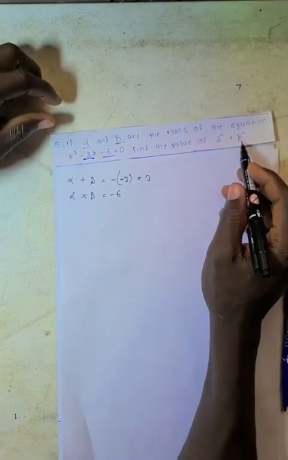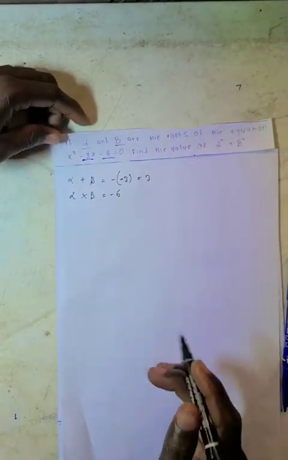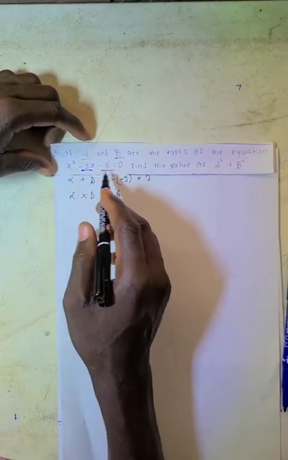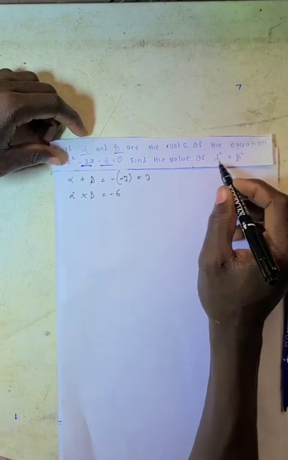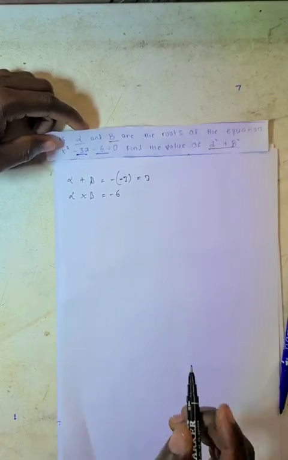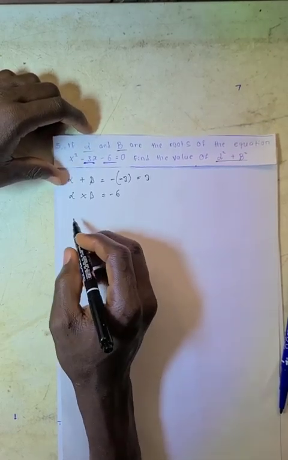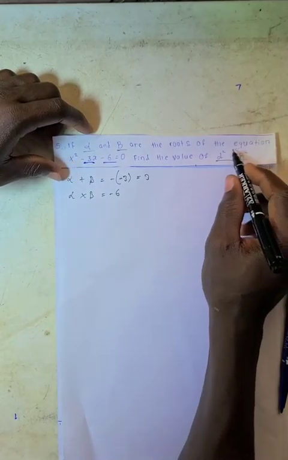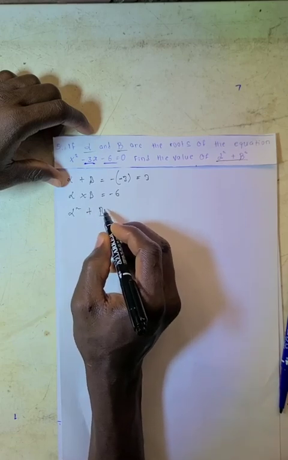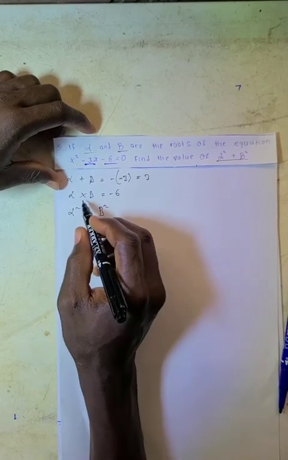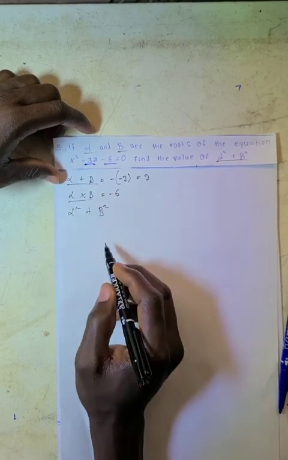We are looking for alpha squared plus beta squared, and we say alpha and beta are the roots of this quadratic equation. Now, we don't need to go and solve this before we get alpha and beta. We can use this theory and solve this question directly. That's one important thing about the theory we just discussed. Now, let's find a way to express alpha squared plus beta squared so that everything it contains will be in terms of alpha plus beta or alpha times beta.